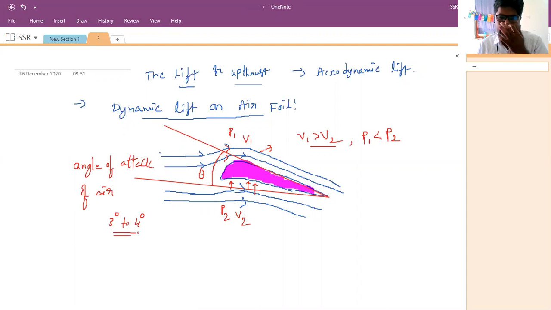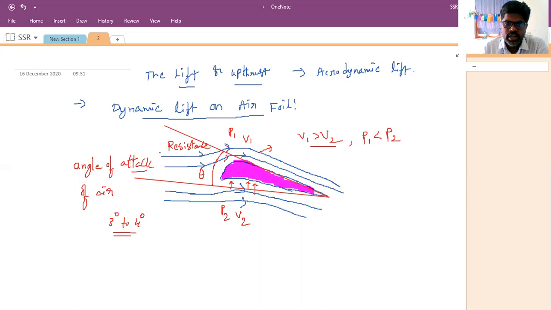If it is greater than this, then it will create resistance. On this side you can expect air resistance, which opposes the speed also. So that angle should be minimized. So this angle is called the angle of attack of air on the aircraft wing.